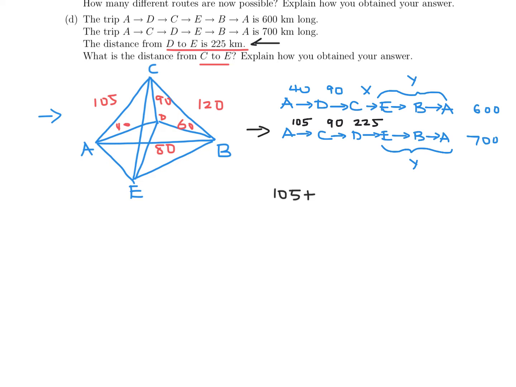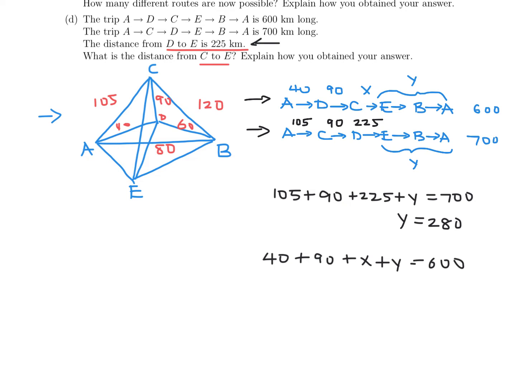105 plus 90 plus 225 plus Y is equal to 700. And then when you solve, you get Y is equal to 280. And then plug it back into this equation, which would be 40 plus 90 plus X plus Y is 600. And this looks like 130 plus X plus 280 is 600. So X, when you solve for this, is 190. And that is the distance from C to E, because that's what we called it up here.